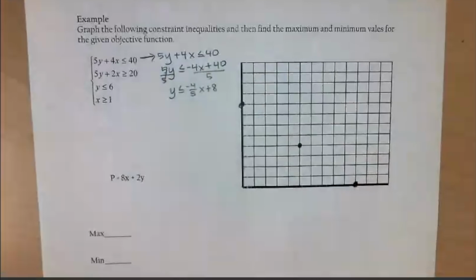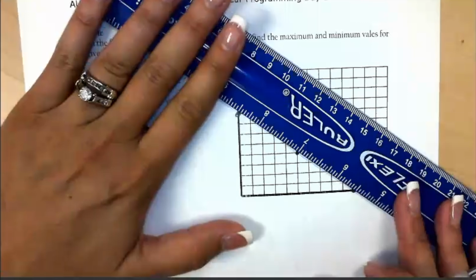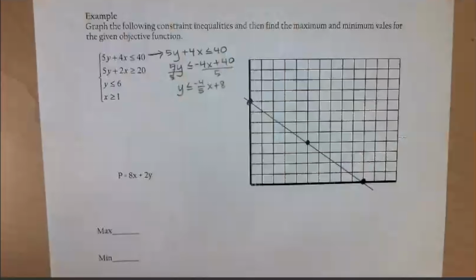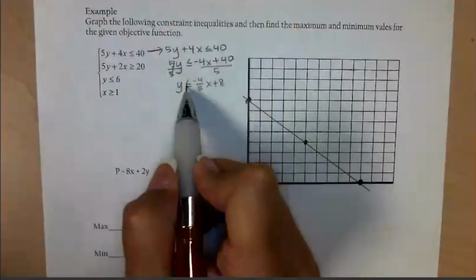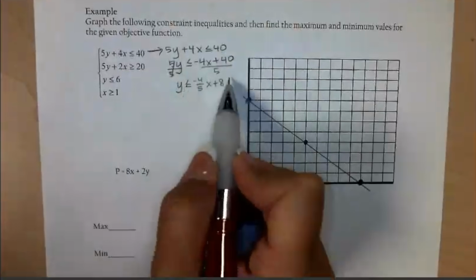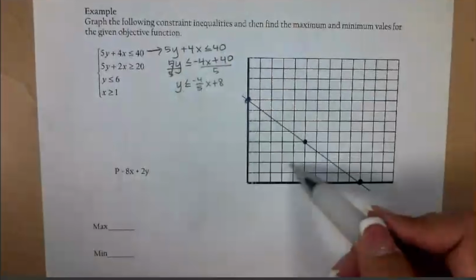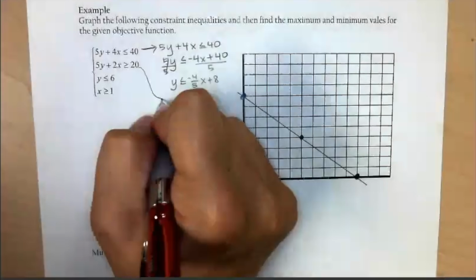This one's got an equal sign, so I'm going to make a solid line through those points. The y, again, is on the closed side of this, so it is less than this line. We know that y gets smaller as it goes down, so right now we're talking about this triangle area right here. We're going to do the same thing for the second one.